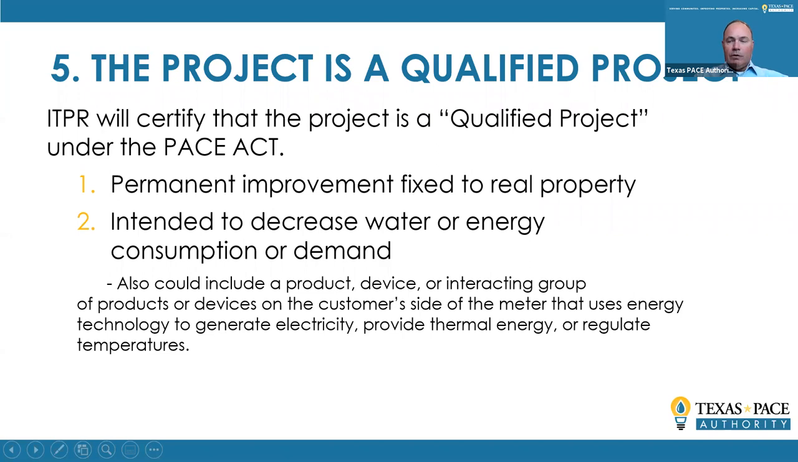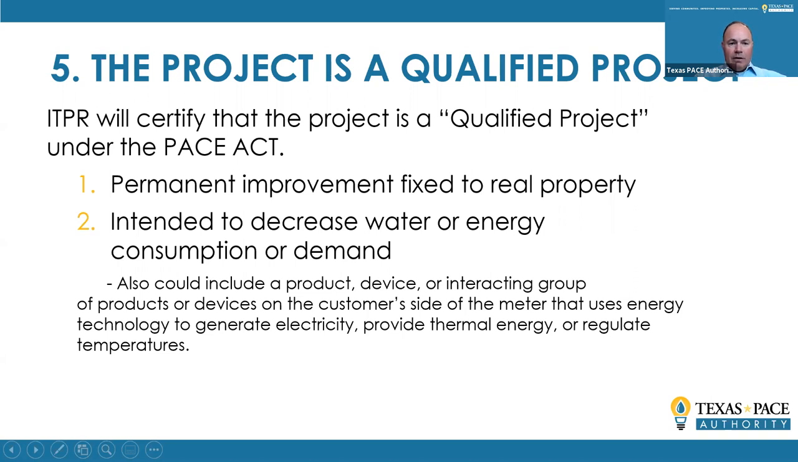Yes, those meet the permanent definition there. So this is not a good example, but a copy machine, a computer that moves around, those are equipment. That's more like business personal property. And then two, that the project's intended to decrease water or energy consumption or demand.